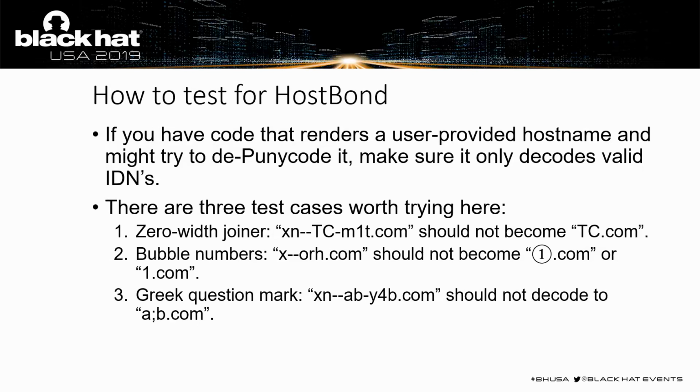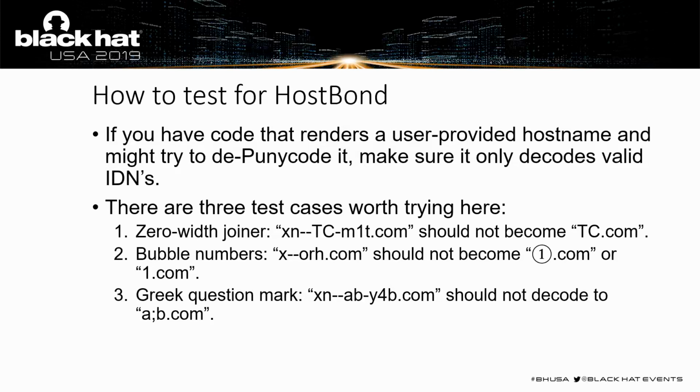You should also test what I'm calling the bubble numbers. These are Unicode characters that are essentially numerals with circles around them. They normalize to just ASCII numerals. So sometimes you'll see essentially a two-step normalization. And for those, what you want is essentially that it's either rejected or it shows up as punycode. It shouldn't show up as the circled numeral, and it should not show up as just an ASCII numeral.